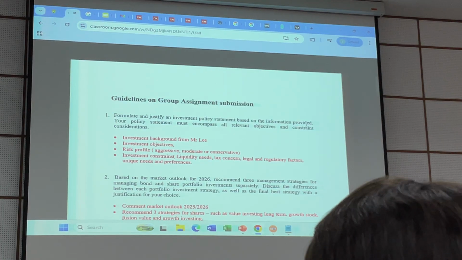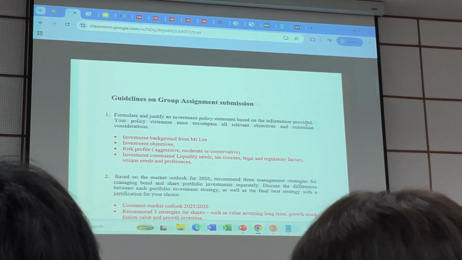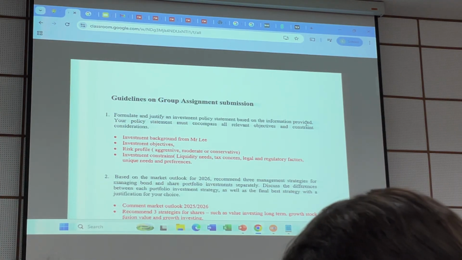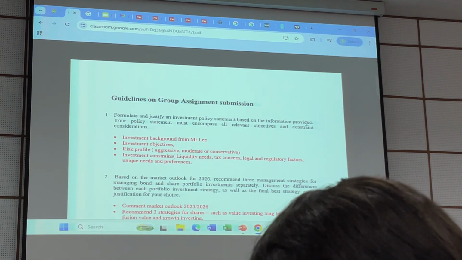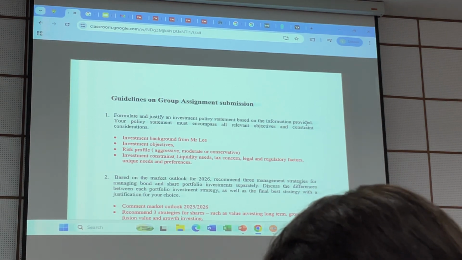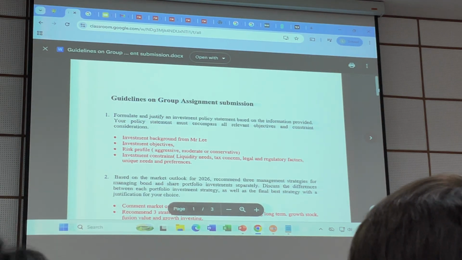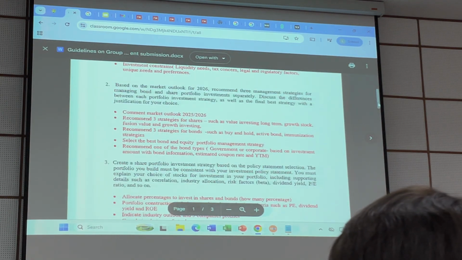What is the legal regulatory factor? Of course, all the investments must be legal in Malaysia. What are his unique needs and preferences? So basically, I think he wants to keep this money for retirement purpose, and also after 60, maybe he wants to enjoy his life, whatever. And then you make some investment recommendation for him.